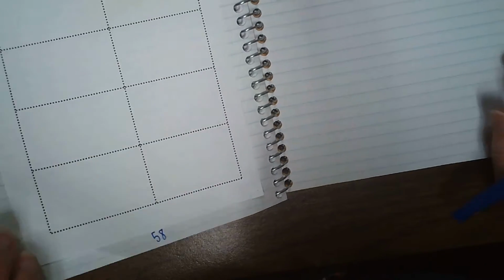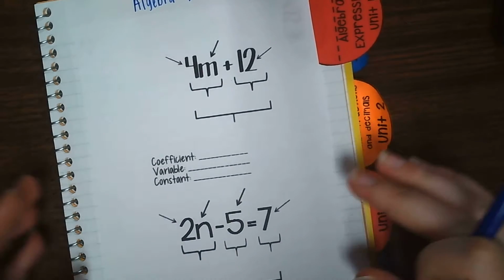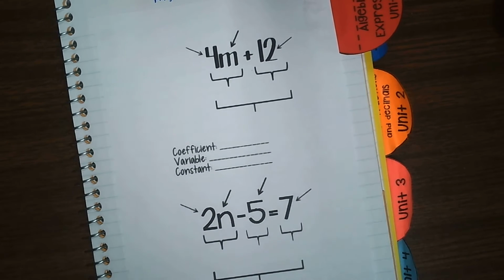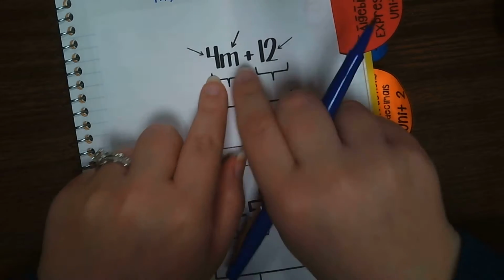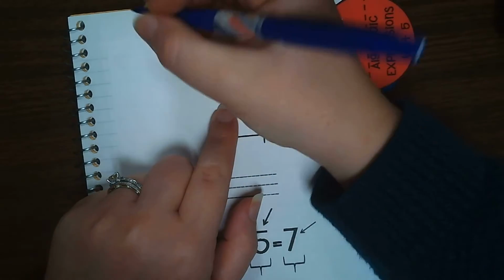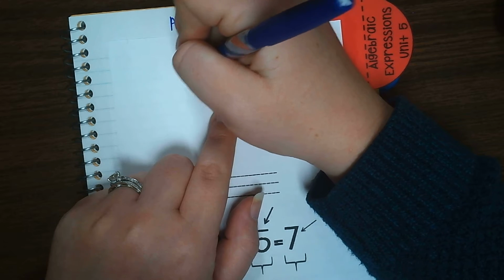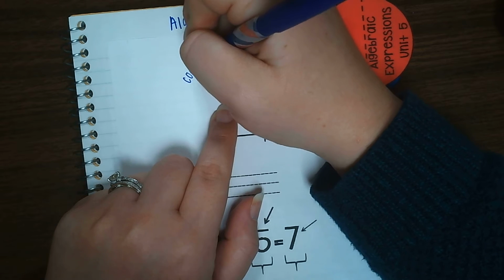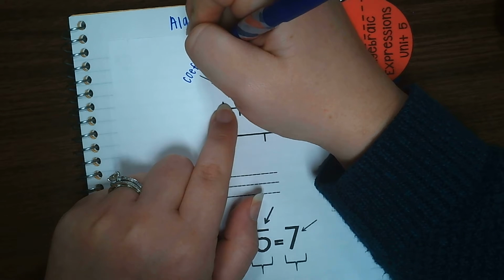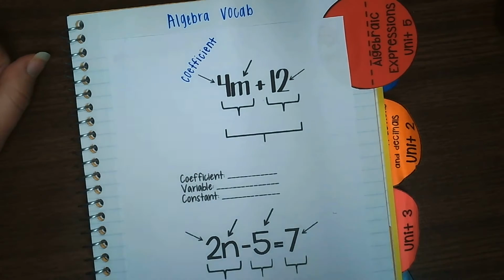Okay, so today starts when we really do a lot of algebraic thinking. So there are a few things that we need to know. First, this 4 is called a coefficient, so we're going to write that down. C-O-E-F-F-I-C-I-E-N-T. Coefficient.